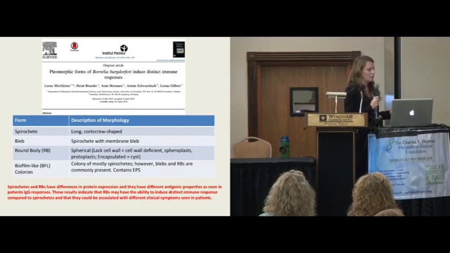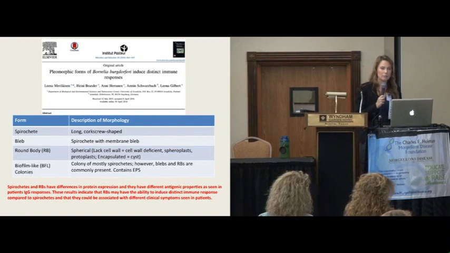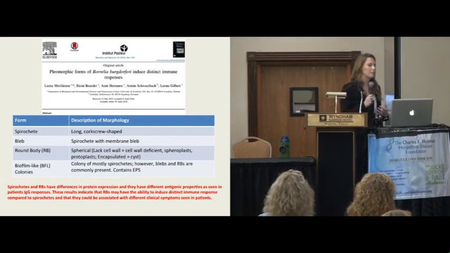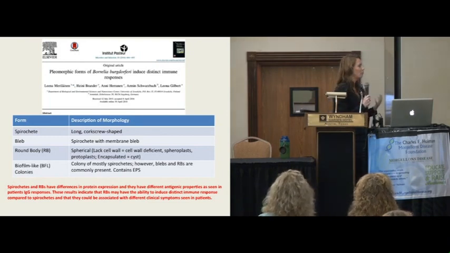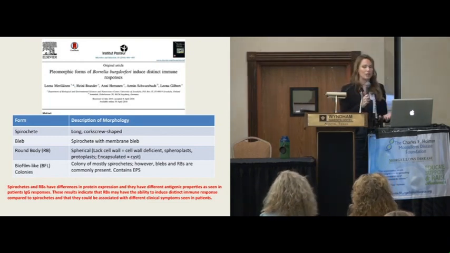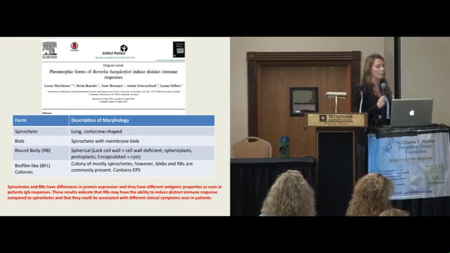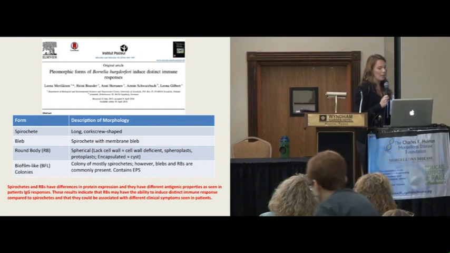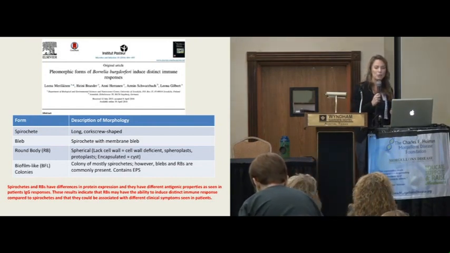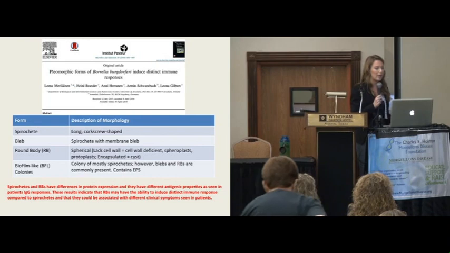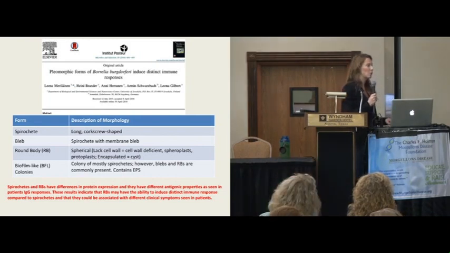So down at the bottom in the red, spirochetes and round bodies, they both have completely different protein expression, and so therefore they have different antigenic properties. And you can actually see this in an immune response. So you actually elicit a different immune response depending on which type of form of Borrelia you have. So the results of the paper indicate that round bodies have the ability to induce distinct immune responses compared to spirochetes, and that could actually be associated with different clinical symptoms in patients.